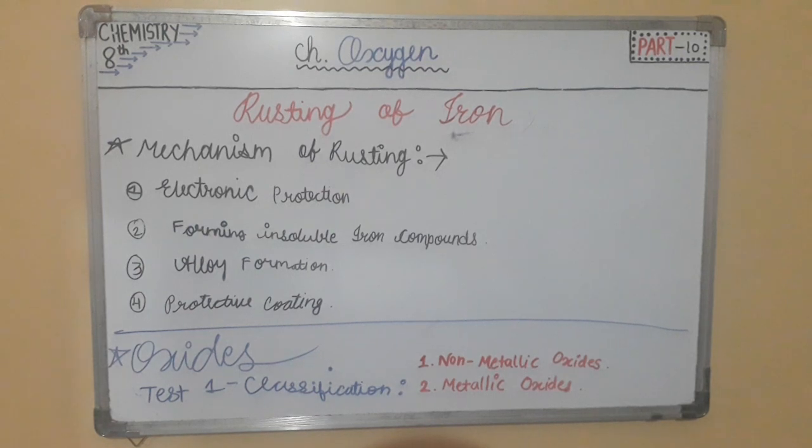Second, metallic oxides, in that basic oxides and amphoteric oxides. So first, basic oxides: the oxides which react with water to form bases are called basic oxides. Example, Na2O, K2O.